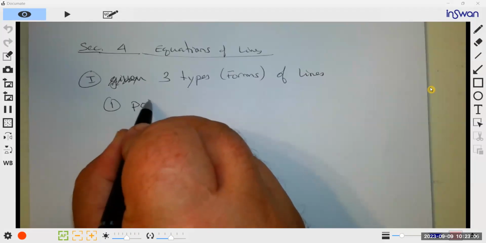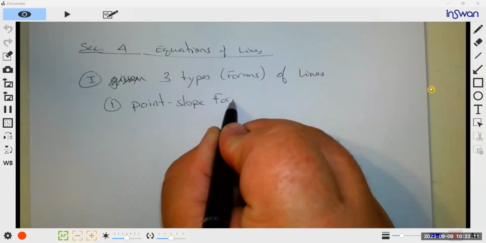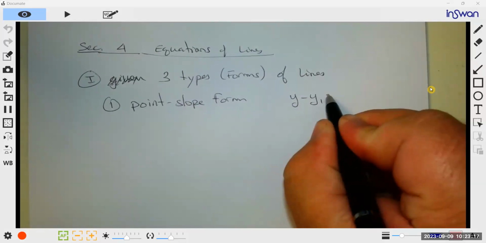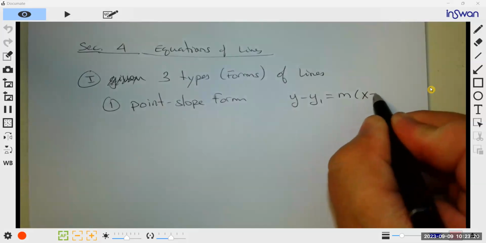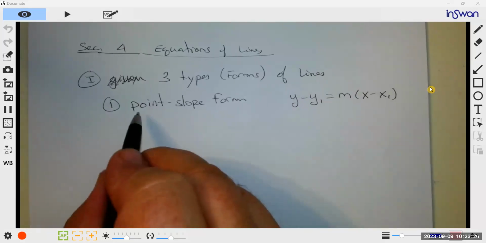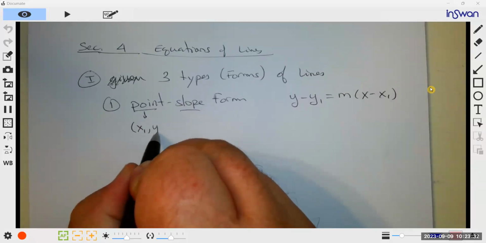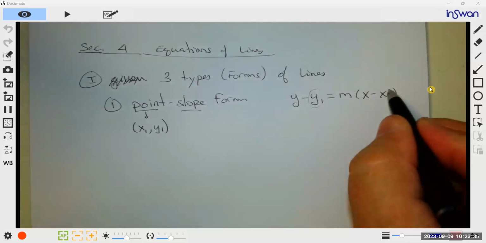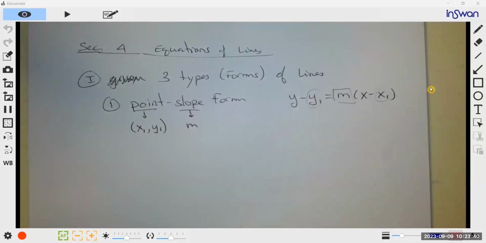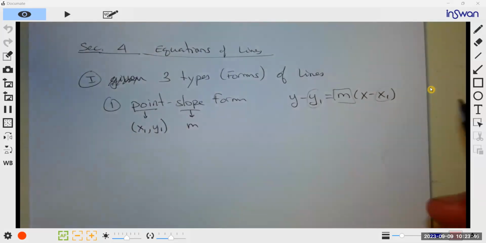First one we call the point slope form. It looks like this. y minus y1 equals m times x minus x1. It's called point slope because it has a point x1, y1. So these are the values from the point, and it has a slope m. Once I give you that stuff, plug in those three values and you're done.